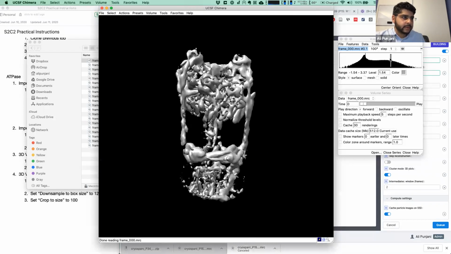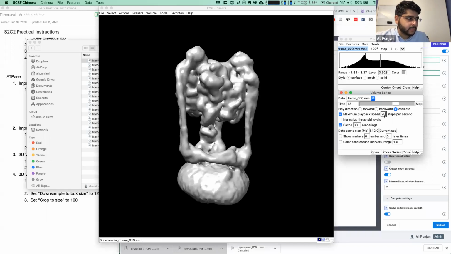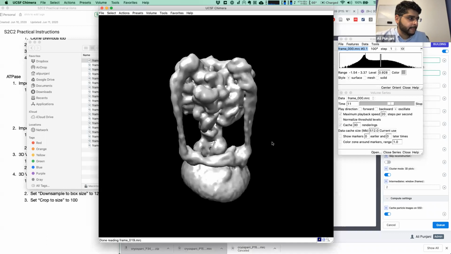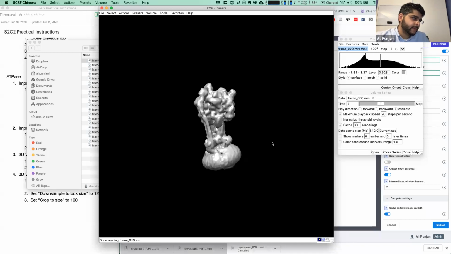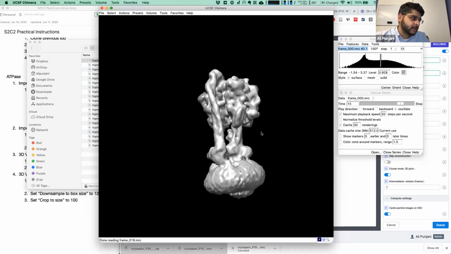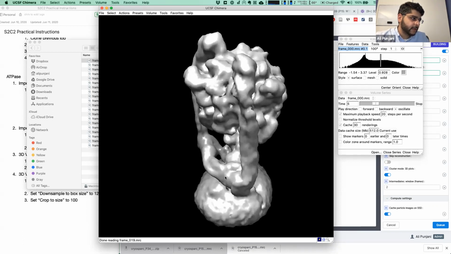So now I'm going to adjust the threshold at which we're looking at this volume. And then in the volume series tab, I can start playing the movie by hitting play. I also want to oscillate the movie. I'm going to set a maximum playback speed of 20 frames per second and cache the renderings just to make it a little cleaner. And then maybe 20 frames per second is, yeah, okay, that's good. So what I'm seeing now in this first variability component is an interesting kind of flexibility in our molecule. You can see the peripheral stalks, both of them, moving closer and further away from the body of the protein.